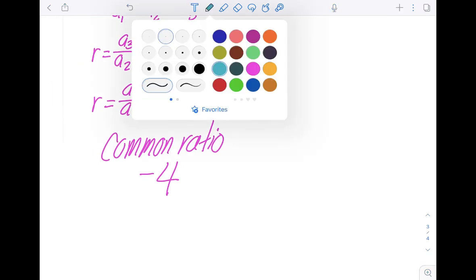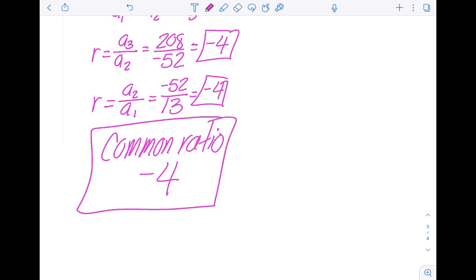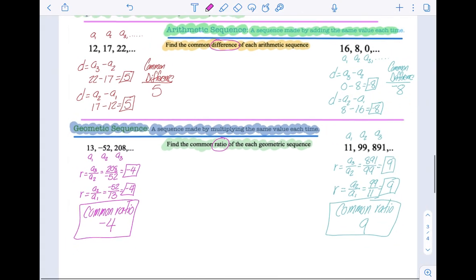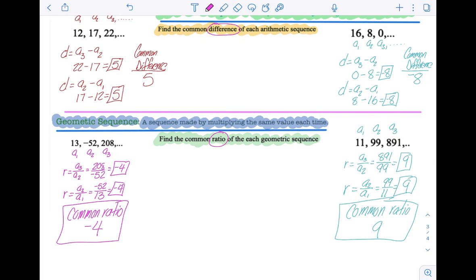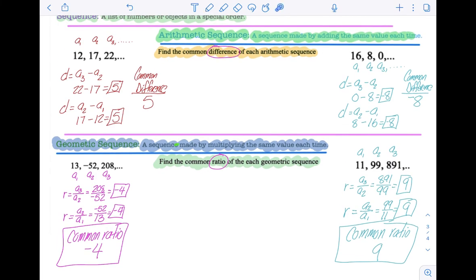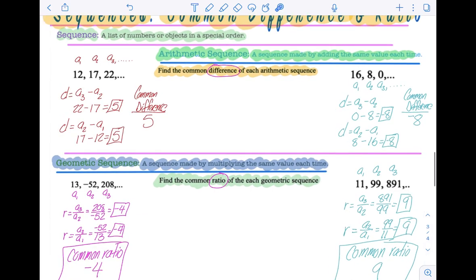Okay, 9. On this one, I forgot to box negative 4, right? And there you go. Look at that. That's ratio. That's geometric sequence, right? Geometric sequence is the ratio, where we divide. Arithmetic sequence is the difference, when we subtract to get our difference. Geometric sequence, we divide to get our ratio. Okay? And there we go.